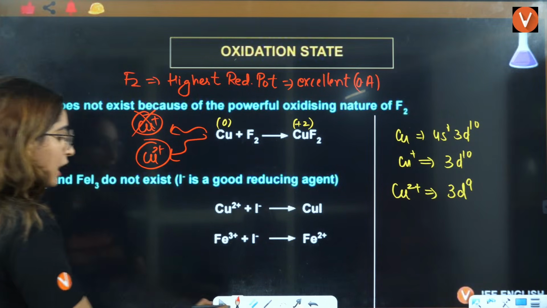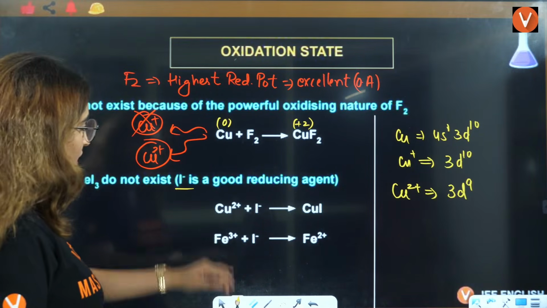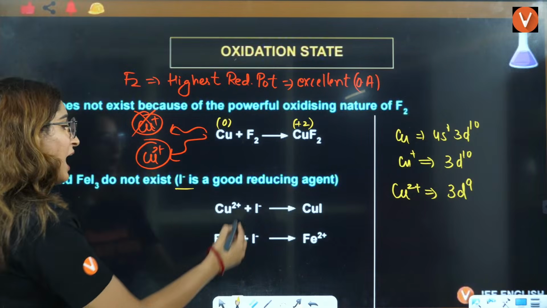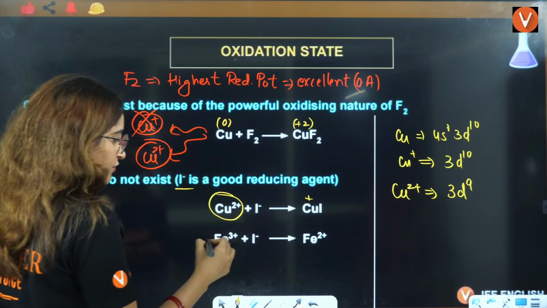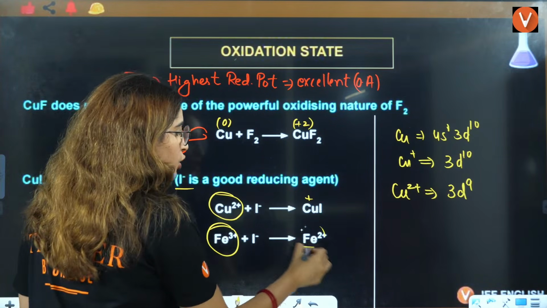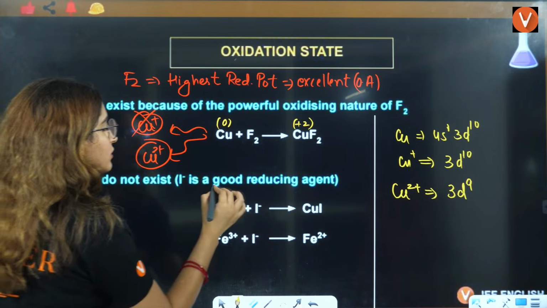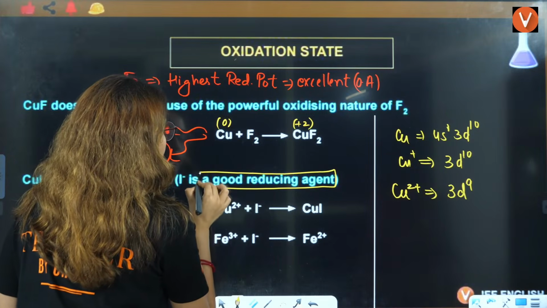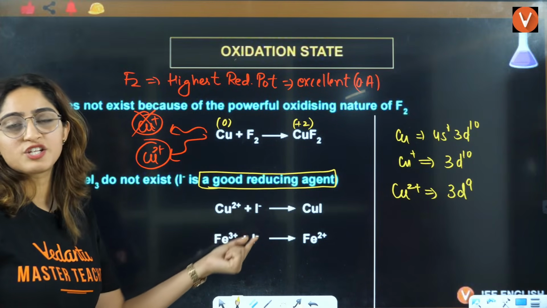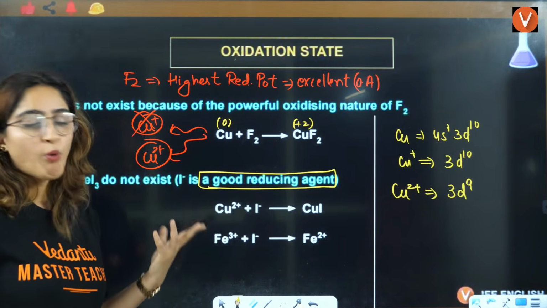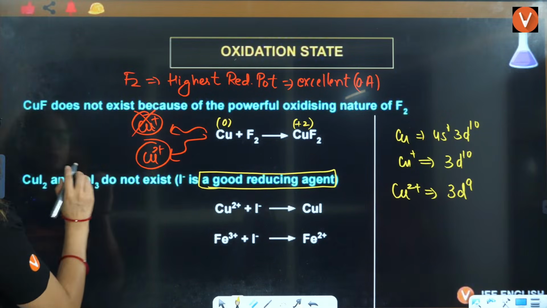Now let's talk about I negative. Similarly, I negative is converting Cu2 positive to Cu positive, and Fe3 positive to Fe2 positive. How? Because it is a very good reducing agent. That's why it is able to decrease the oxidation number of Cu2 positive to Cu positive and Fe3 positive to Fe2 positive. So this is very important.